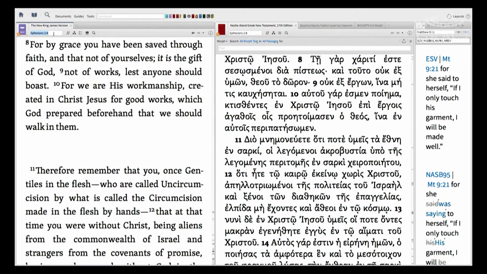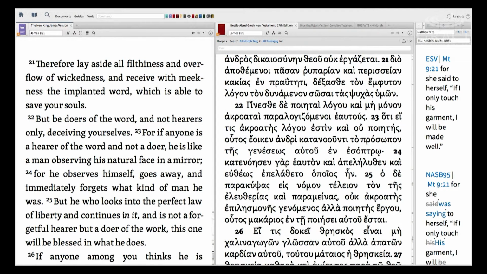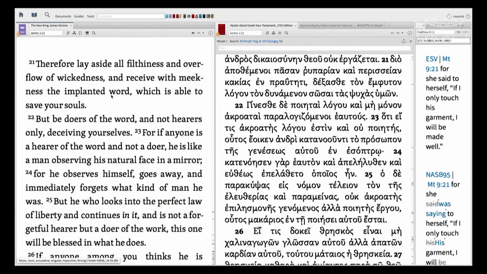But if we go over here to, say, James 1:21, it says, therefore lay aside all filthiness and overflow of wickedness, and receive with meekness the implanted word which is able to save your souls. Well, if you just look at this, lay aside all filthiness and overflow of wickedness, that essentially says clean up your act. And then it says receive with meekness the implanted word. That means to be a Bible student with the right attitude. And then it says the result would be it can save your soul. Well, that sure looks like works to me, doesn't it to you?